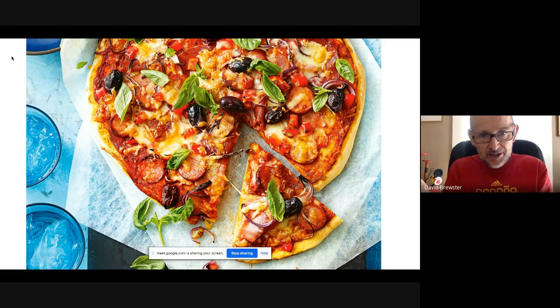Now you might not like your pizza with one of these like Kalamata olives and it looks like sausage and basil, maybe some red onion. That looks like a pretty good pizza to me.